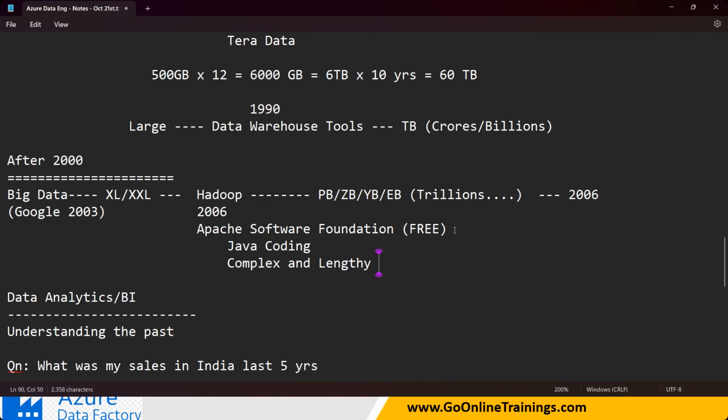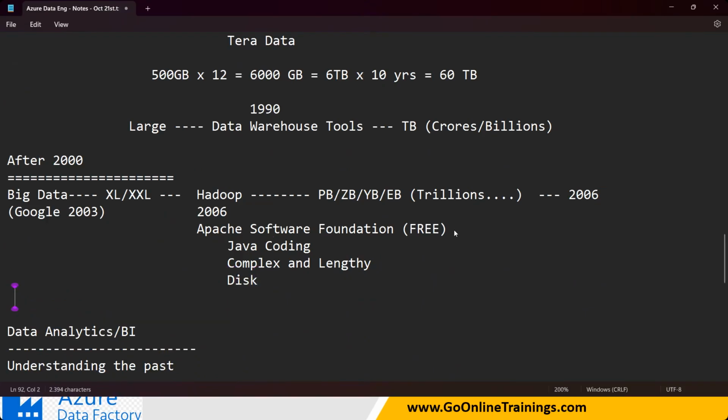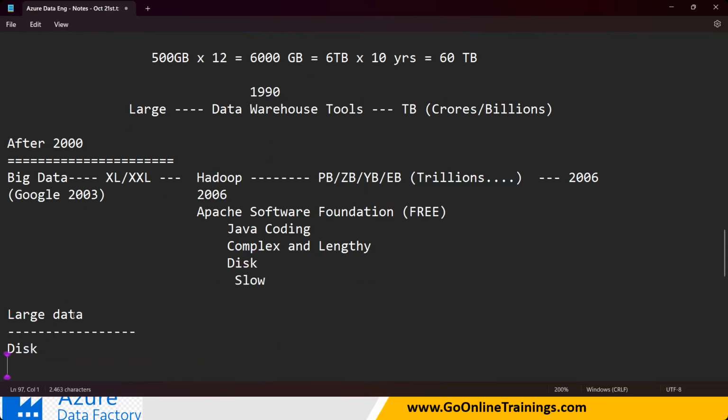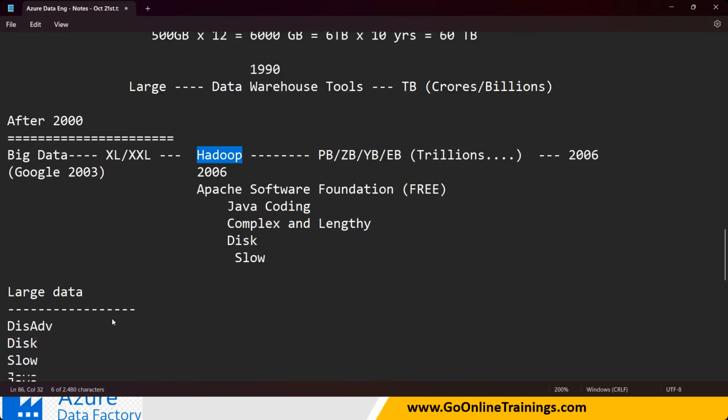Many complaints came, and Hadoop stores all your data onto the hard disk. Because of the disk, it has become very slow. When you have large data, because we are talking about big data, all the data is stored in the disk, and because of that it is slow. And one more problem is Java. These are the disadvantages, the reasons why Hadoop failed. Big data Hadoop failed because of these three reasons.